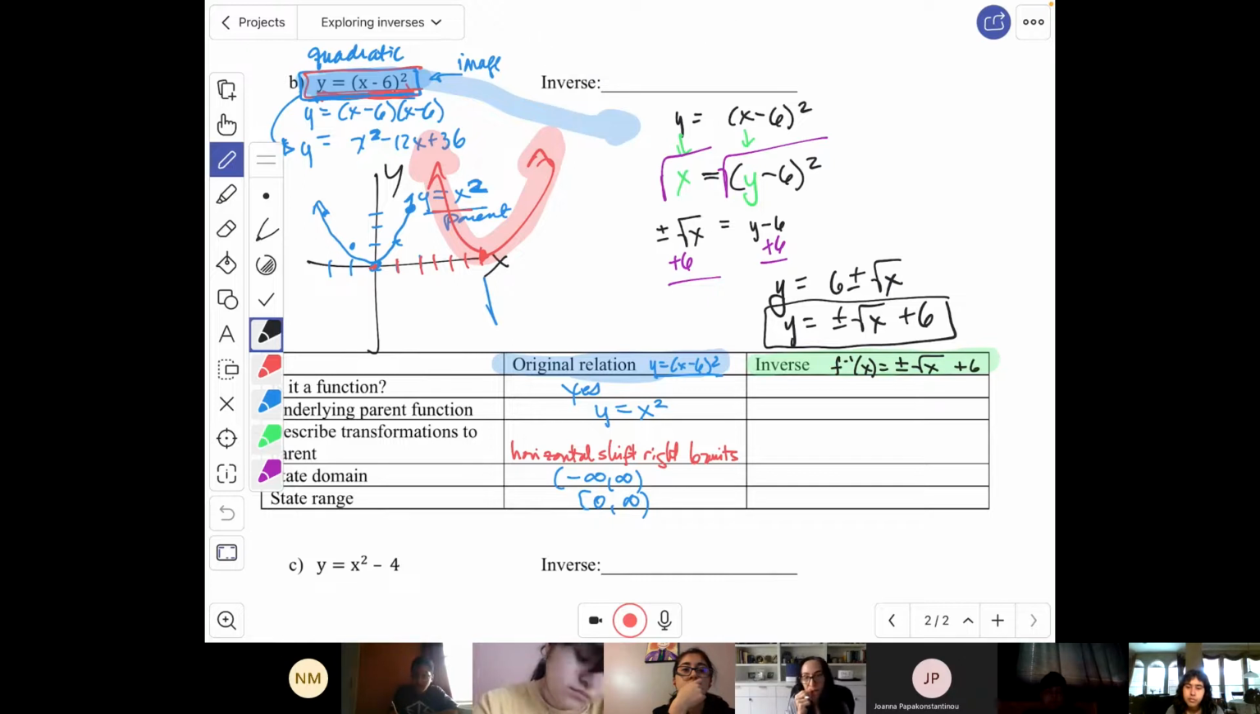There is my inverse. Let's talk a little bit more about that. First of all, do you know automatically if this is a function? Is this inverse a function? Do we remember from where we built our library of parent functions? Do you know what the square root function looks like?